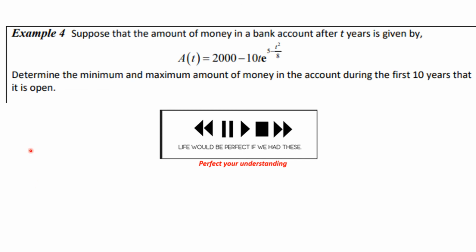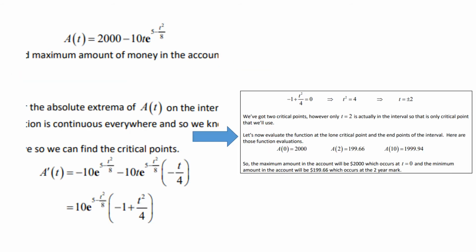Here's another word problem. Suppose the amount of money in an account is given after t years by this. And again, there can be fluctuations that happen in money markets. And you see you have a factor of t times this. So we're going to be taking a product rule when we take a derivative of this. We want to determine the minimum and maximum amount of money in the account during the first 10 years. So we're going from 0 to 10. You know what to do. Let's see how you did.